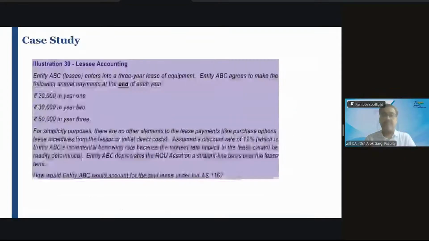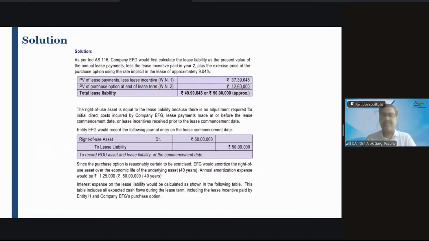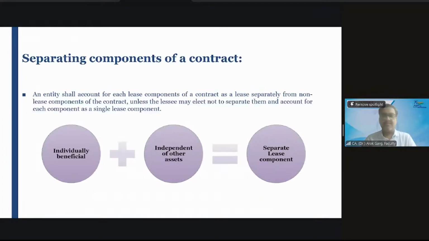This is one of the lengthiest standards, I must say.